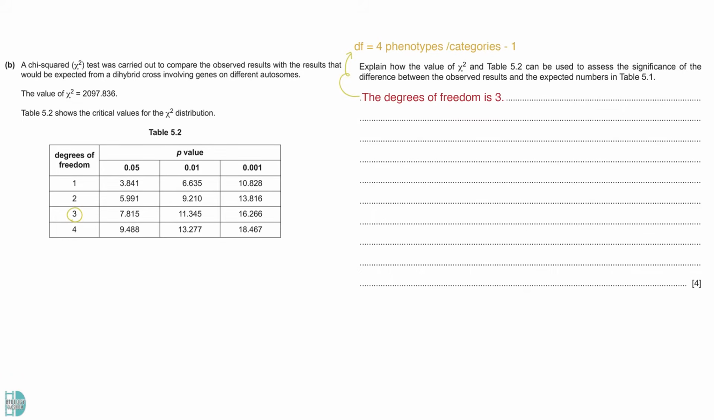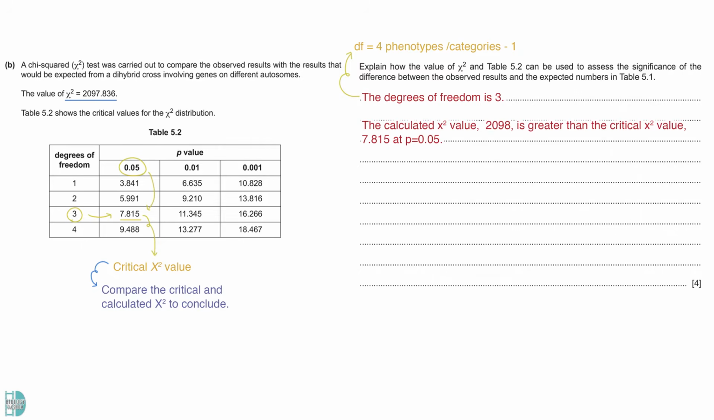The degree of freedom in a chi-square test is the number of categories minus 1. It is 3 because there are 4 phenotypes or categories. At p equals 0.05 and the degree of freedom of 3, the critical chi-square value is 7.815. By comparing the calculated and critical values, we will know if we accept or reject the null hypothesis.